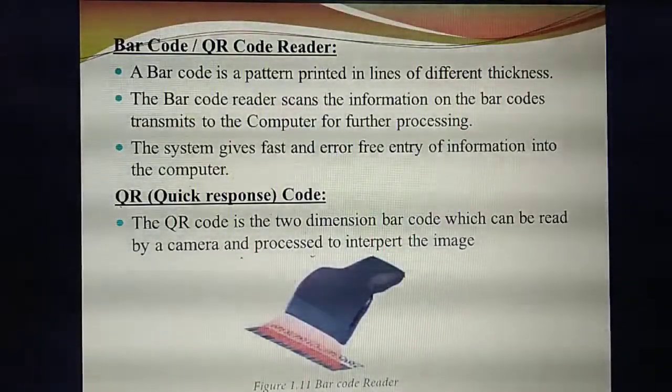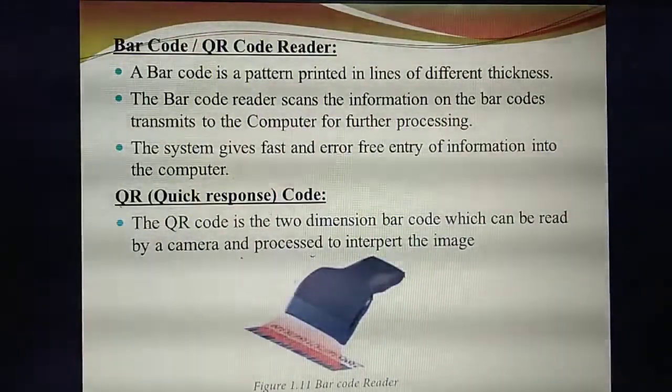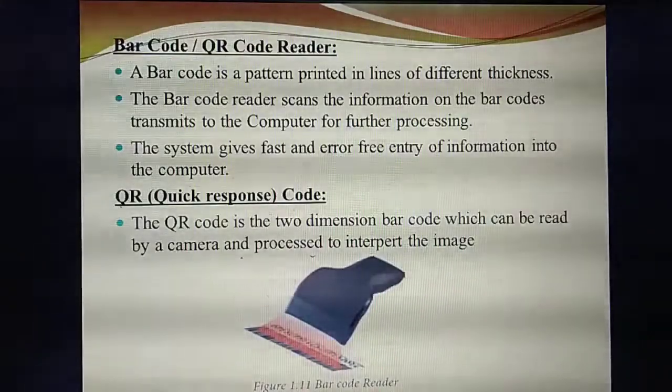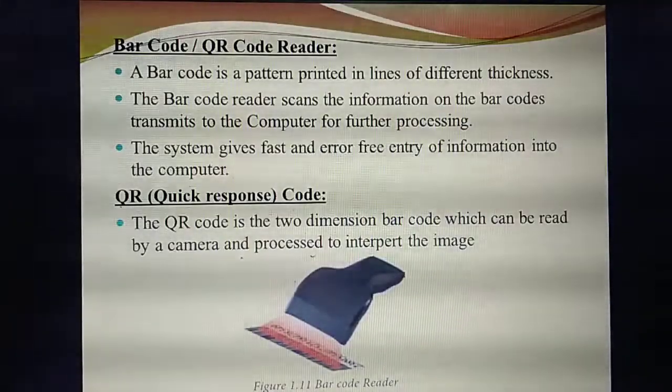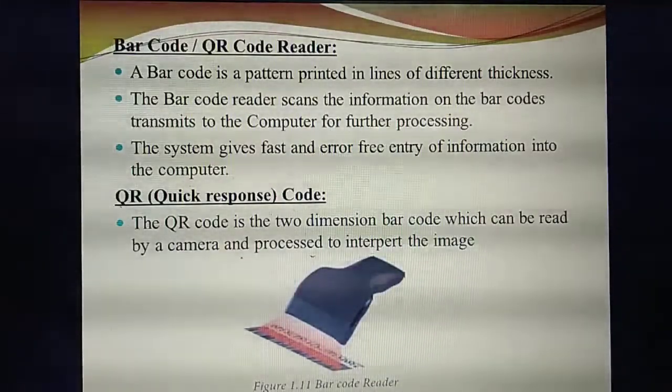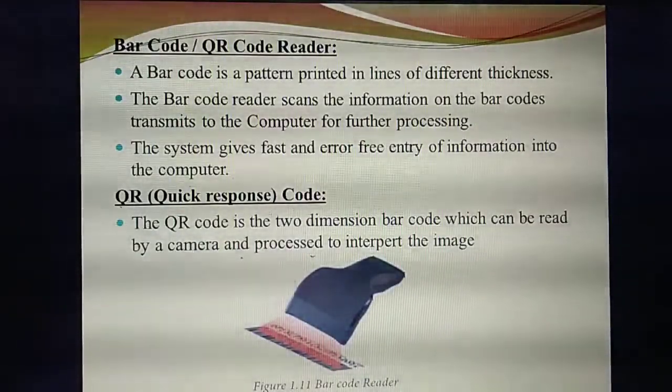Understand? A barcode is a pattern of printed lines, and each line is of different thickness, not the same thickness. When the barcode reader scans the lines, it immediately sends the information to the computer, transmitting the signals for processing. If it is correct, the system will say this barcode is okay. If it is wrong, it will give an error. Understand? Next one is the QR code reader.